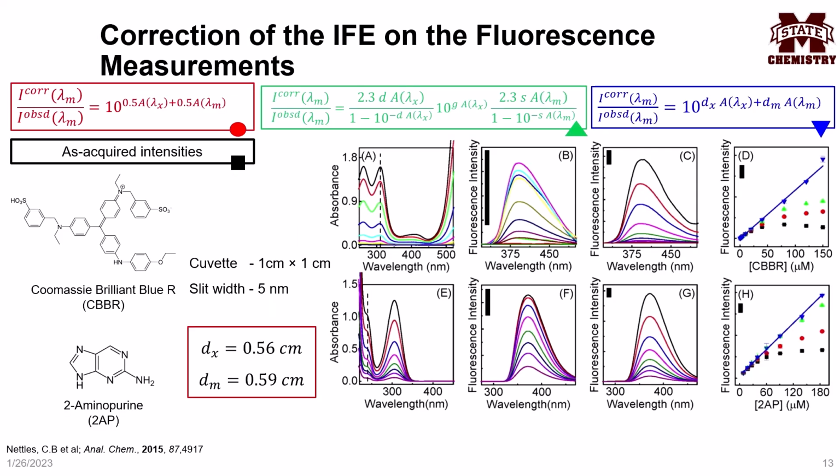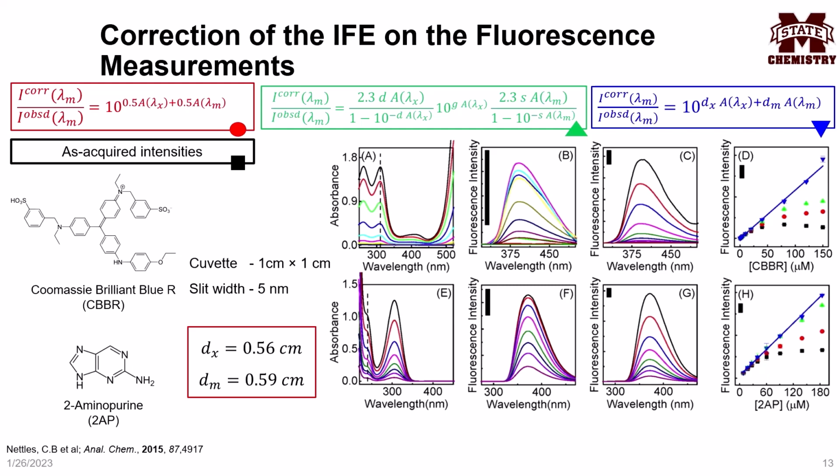Next, let's look at how the effective path lengths obtained with water Raman measurements are directly applied for real-life fluorescence inner filter effect correction. The fluorescence spectra are acquired with the same spectrofluorometer under the same instrumental configuration. Here, we have used two model fluorophores, Coomassie Brilliant Blue R and aminopurine. Figures A and E show the UV-vis absorption spectra. B and F are the as-acquired fluorescence spectra, and C and G are the inner filter effect corrected fluorescence spectra.